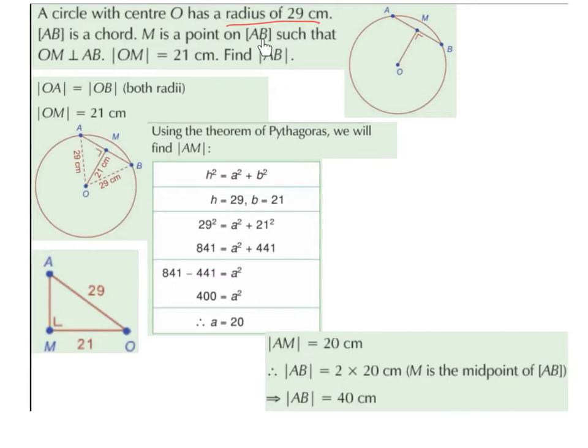M is a point on AB such that OM is perpendicular to AB. So AB is perpendicular to OM.